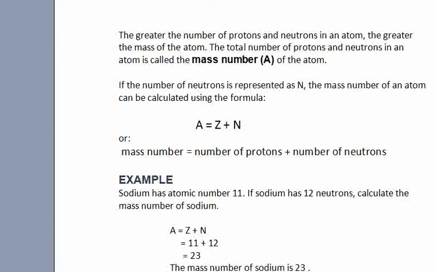Okay, let's look at an example. Sodium has atomic number 11. If sodium has 12 neutrons, calculate the mass number of sodium. So we are going to apply the formula, which is mass number equals number of protons plus number of neutrons. We know the number of protons is the same as the atomic number, which is 11, and the number of neutrons is 12. If we add the two, we get 23. So therefore, the mass number of sodium is 23.